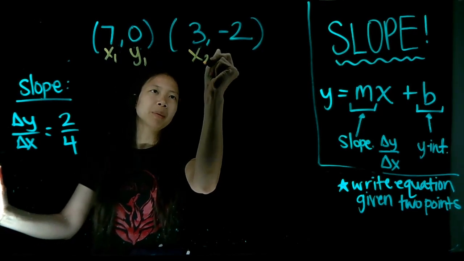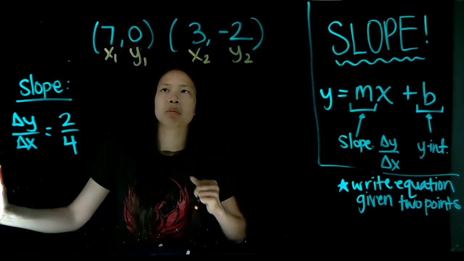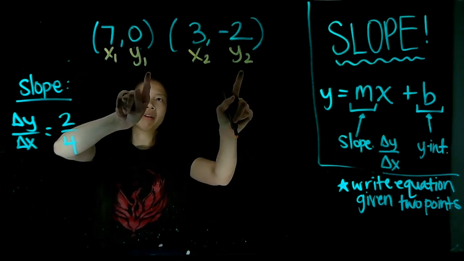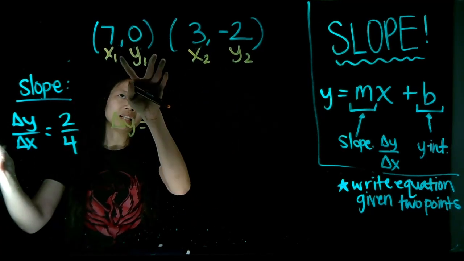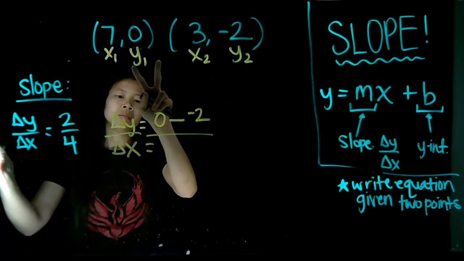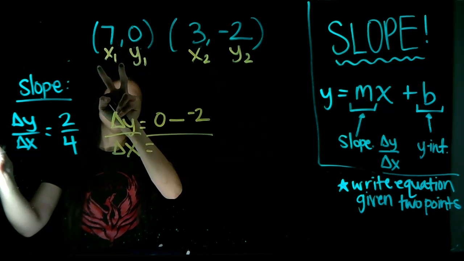This is the x coordinate for my second point, and this is the y coordinate of my second point. So I can find the change in my y values, or the difference between my y values. I can take my first point and do 0 minus -2, and then my change in x is equal to the difference in my x values, which is 7 minus 3.